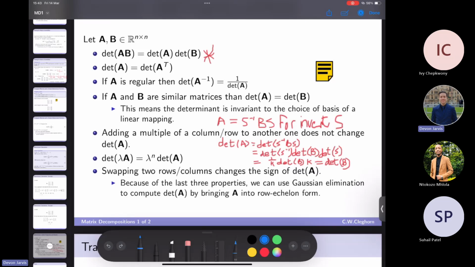Okay, and then lastly, swapping two rows and columns changes the sign of the determinant of A. Because of the last two properties, we can use Gaussian elimination to compute the determinant by bringing A into row echelon form. But again, if you're going to swap those two rows and columns, you just need to be careful that you're not flipping signs, okay? Because swapping those rows and columns corresponds to also changing the orientation of your orthants in a high dimensional space or your quadrants in 2D space, right? So again, it might look then like it's crossing a boundary.